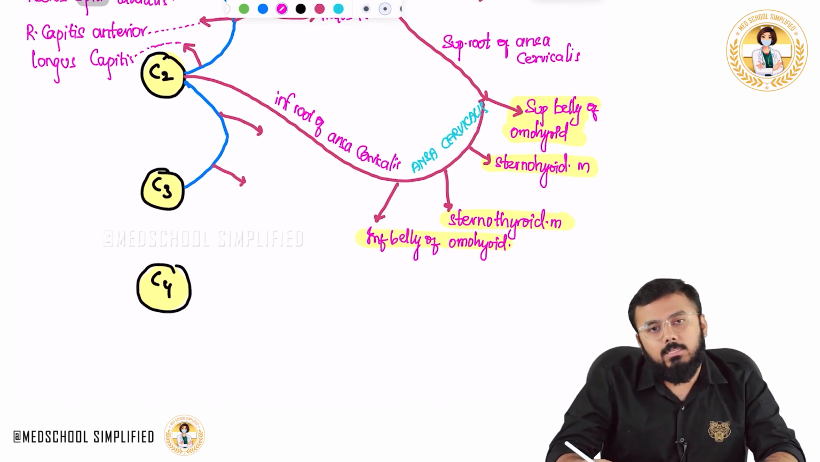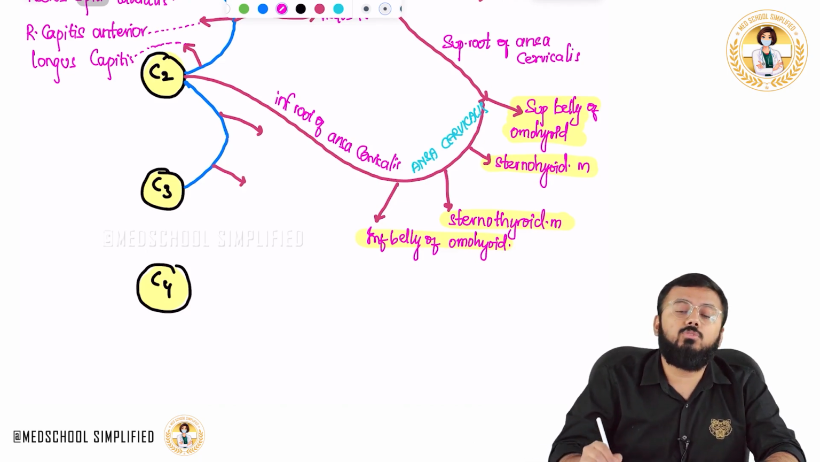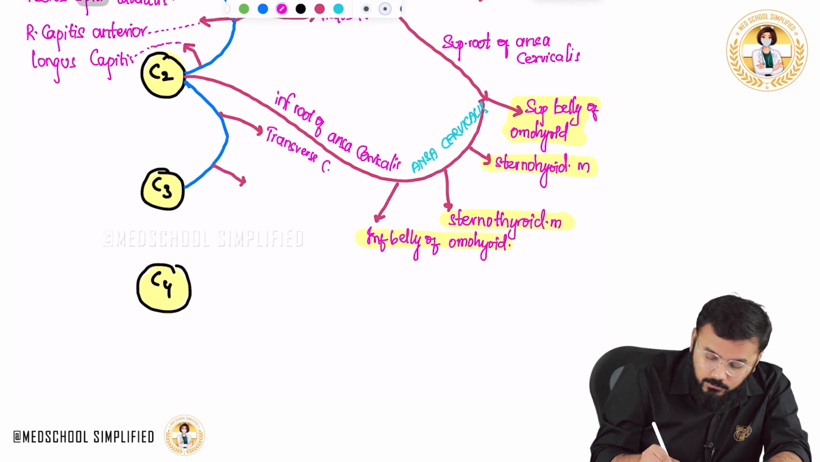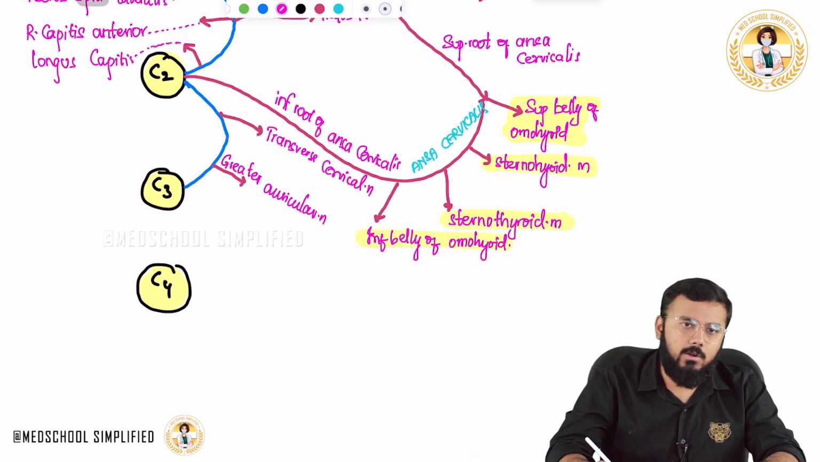What are these two branches? One is called the transverse cervical nerve and the next one is called the greater auricular nerve. Transverse cervical nerve and greater auricular nerve.